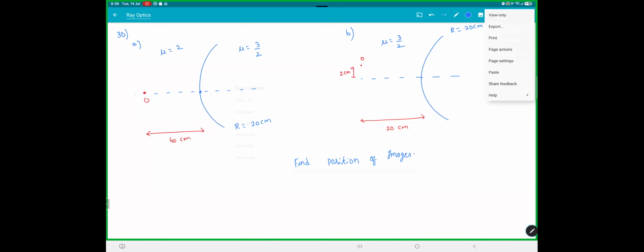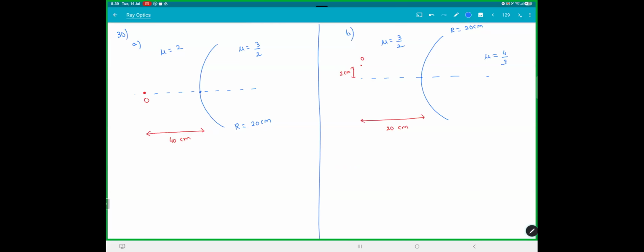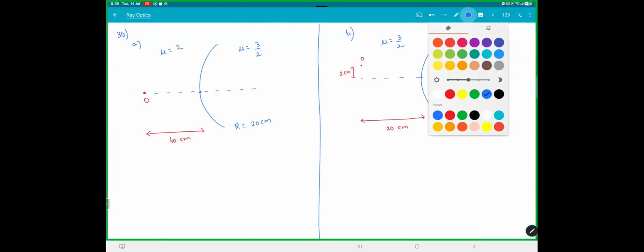So let me show you the first one. Let's see whether you got the signs right. So light rays are going to the right. So right is positive, left is negative. So I will write the values here. Light rays are going from left to right.